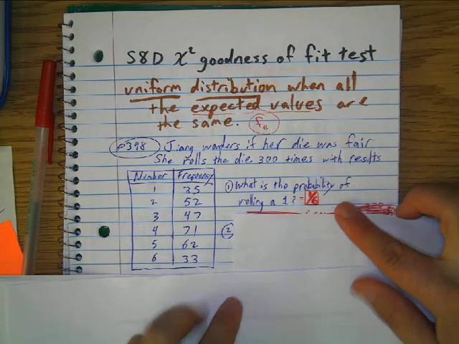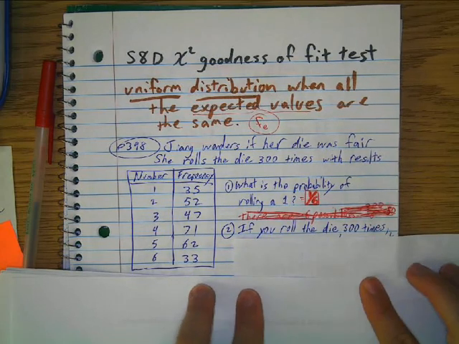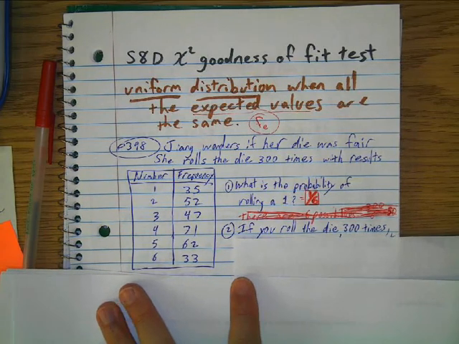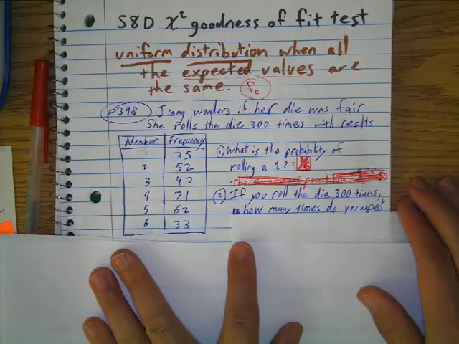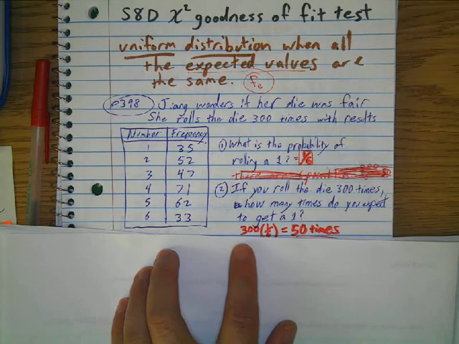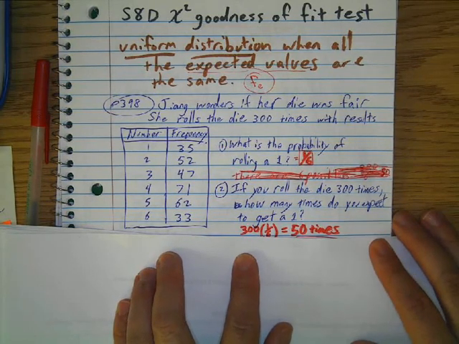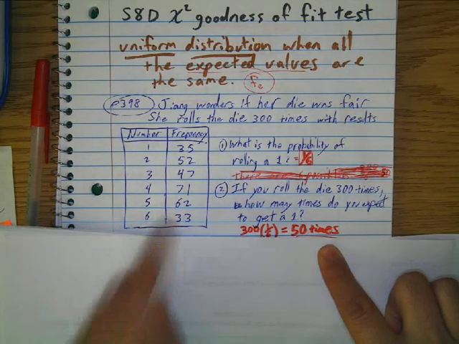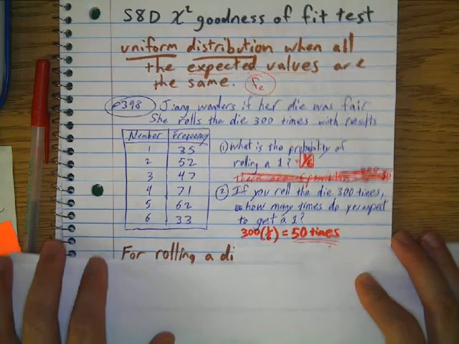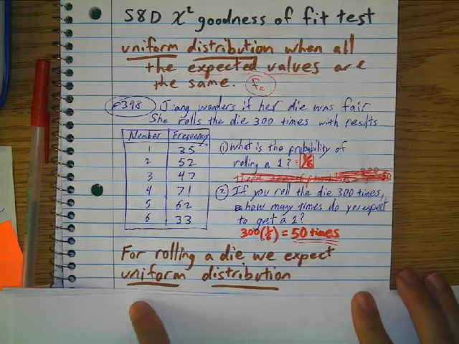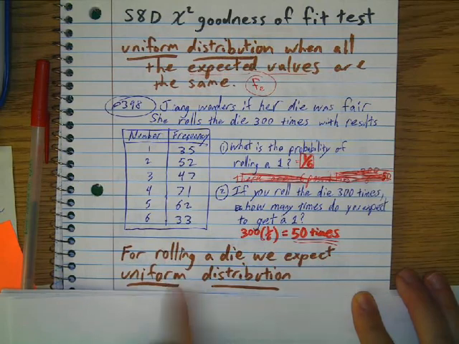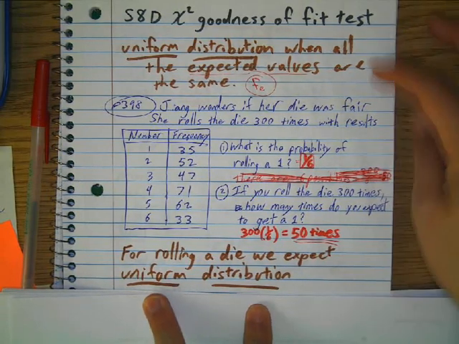The next question is, if you roll the die 300 times, what is the expected number of times that you would get a 1? Well, 300 times 1/6, I expect to get a 1 50 times. I expect to get all of these 50 times. If we expect the same value for every single one, that is called a uniform distribution. We're expecting the same value every time.